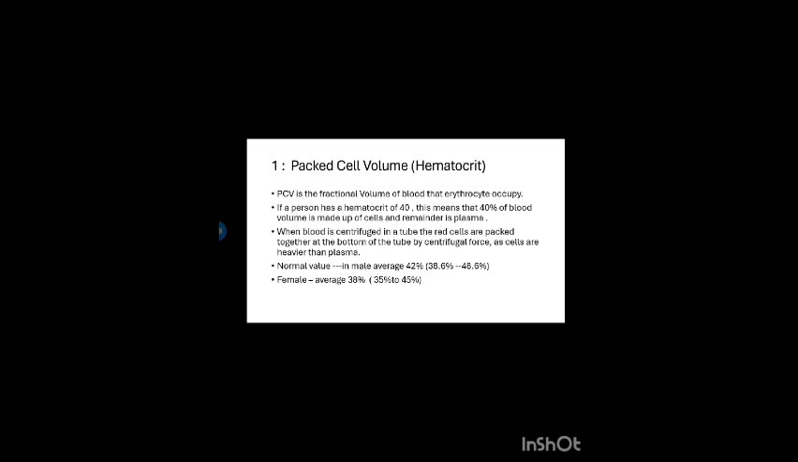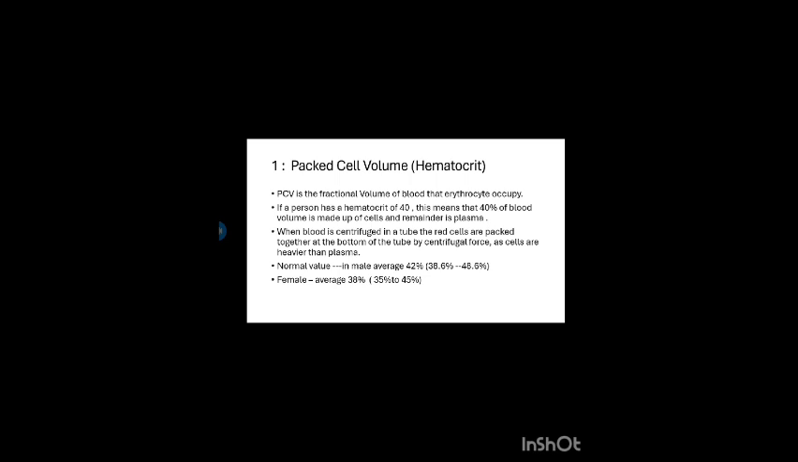First, packed cell volume, also called hematocrit. Packed cell volume is the fractional volume of blood that erythrocytes occupy. If a person has a PCV of 40, this means that 40% of blood volume is made up of cells and the remainder is plasma. When blood is centrifuged in a tube, the red cells are packed together at the bottom of the tube by the centrifugal force as cells are heavier than plasma.